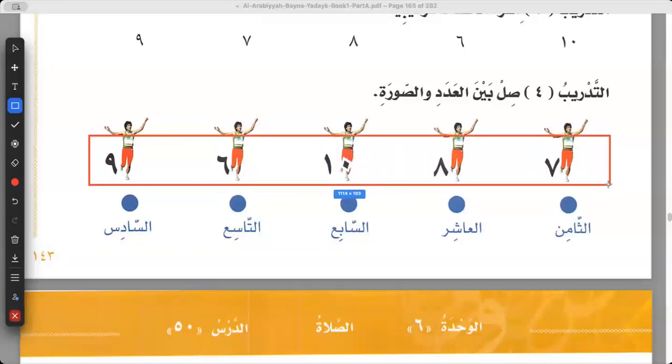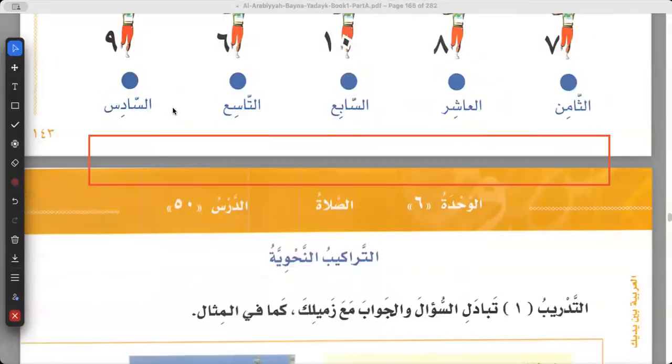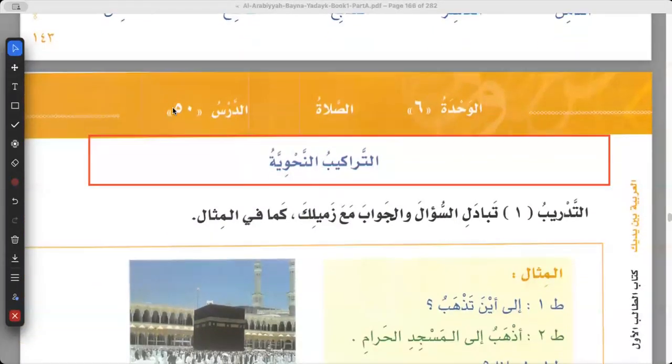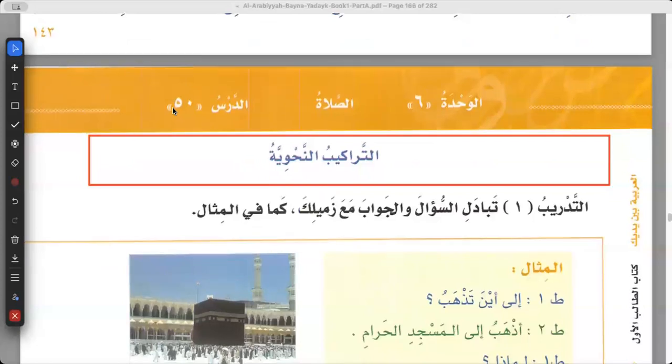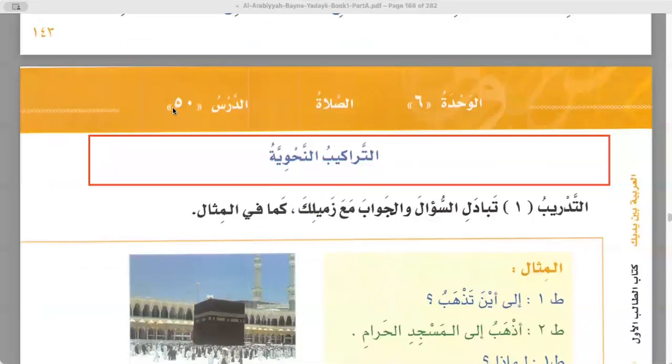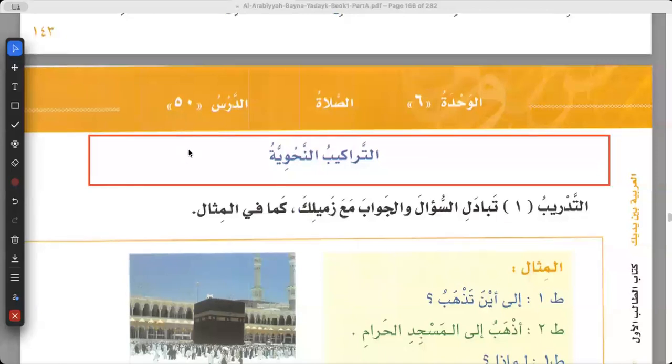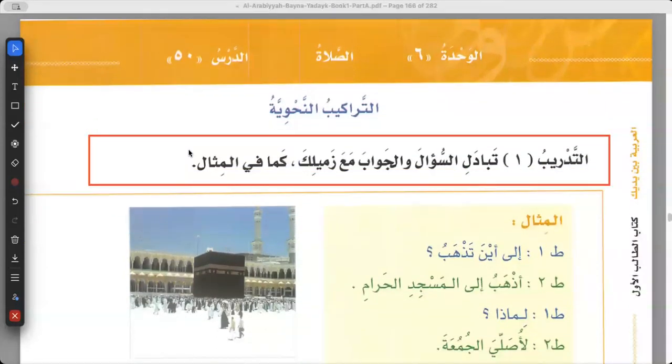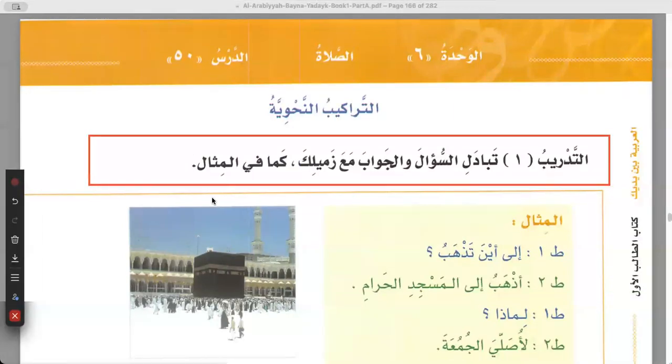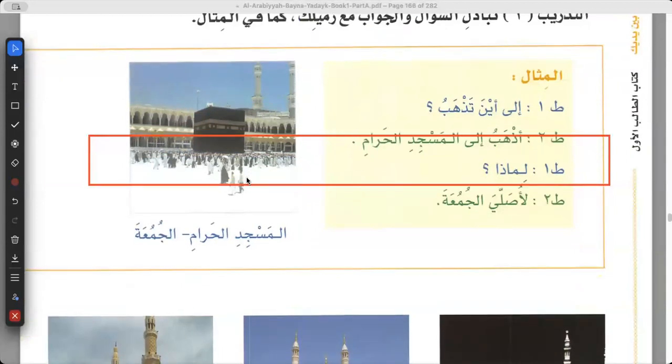So now let's move to التراكيب النحوية. Grammatical structure. التدريب الأول. تبادل السؤال والجواب مع زميلك كما في المثال. So let's look at the مثال, the illustration.